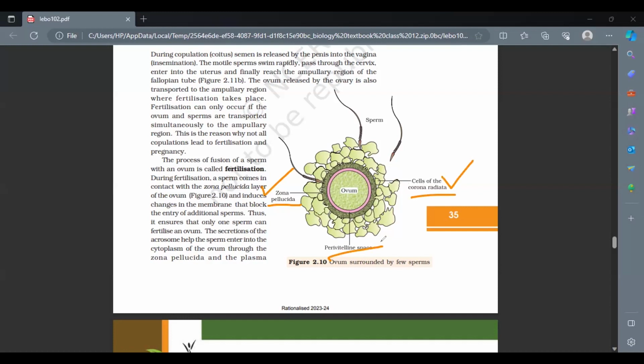Within this whole structure is the place where the ovum is, and inside there is a haploid nucleus. It is very interesting to know that as soon as the sperm reaches the region of the zona pellucida, there are two very important things happening. Let me share my white screen so that I can explain it more properly. There can be a question like that also: what are the two major events happening as soon as the sperm penetrates inside the zona pellucida region?